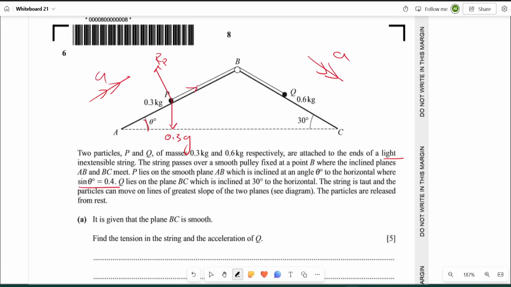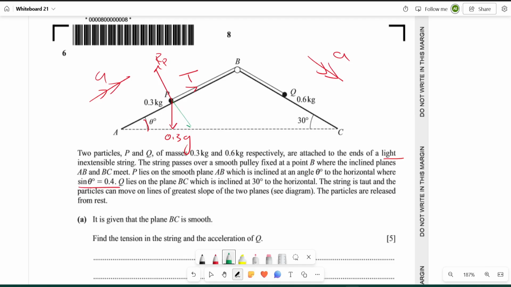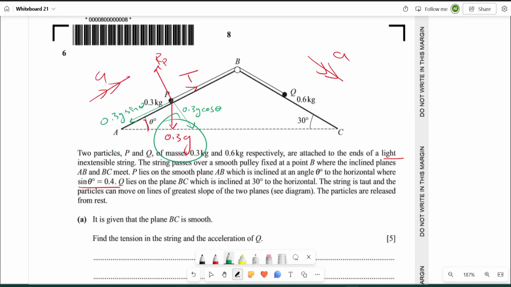So if P is moving up, that's going to be the tension on P. Do we have any other forces? No. Now let's resolve. We're going to have this as 0.3 G cosine theta, and we're going to have this component of the weight as 0.3 G sine theta. That's the only force I'm going to resolve, because my x direction is parallel to the slope, let's draw it actually parallel to the slope like this, and the y is the direction perpendicular to it. Okay. Now I'm done with P.